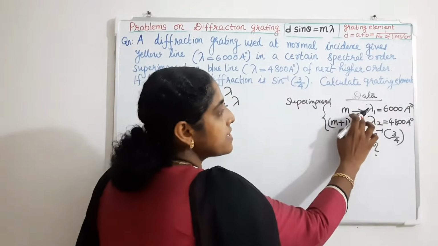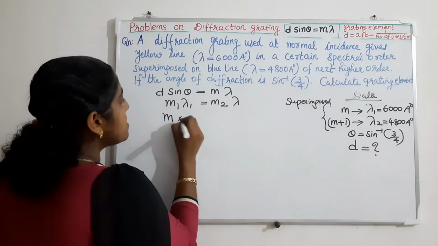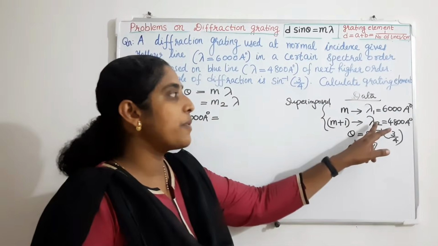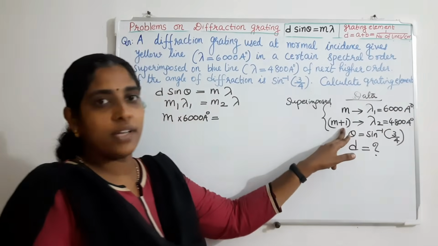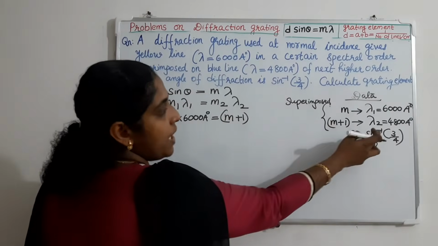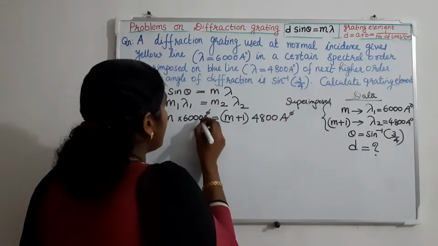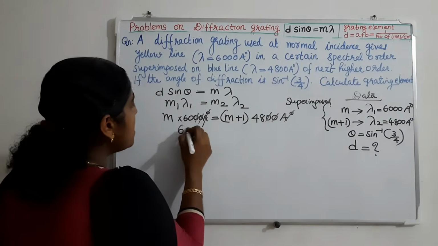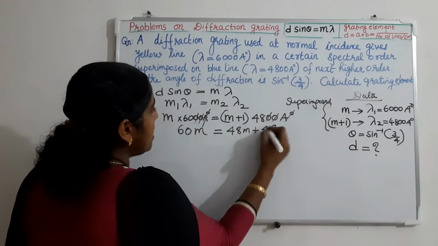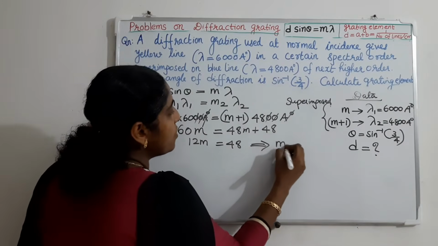So this M1 is the order corresponding to lambda 1, that is M into lambda 1, which is 6000 Armstrong, is equal to M2, the order corresponding to the wavelength lambda 2, that is a higher order, that is M plus 1. So M2 we can write as M plus 1, into lambda 2. Lambda 2 is 4800 Armstrong. So the Armstrong cancels and we will get 60M is equal to 48M plus 48. That is 12M is equal to 48, or M is equal to 4.